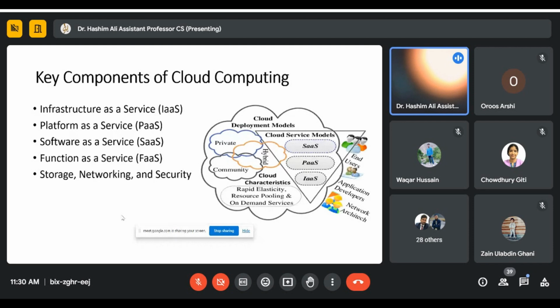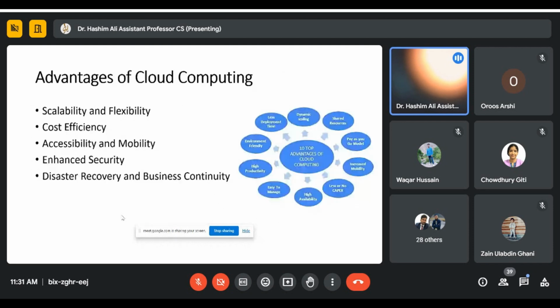Now moving to the third slide of my presentation. That is the advantages of cloud computing, why we will be moving towards cloud computing. There are a few advantages of using cloud computing, that is scalability and flexibility.